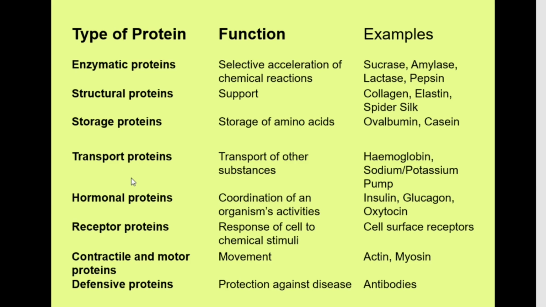Next one down, we have transport proteins. As you'd imagine, they transport other substances around the body and in and out of cells. A good example here is hemoglobin, used to transport oxygen and CO2 around the body. But we also have, on a much smaller scale, specialized proteins embedded in the membranes of our cells. And we'll look at these in more detail in a later lesson.